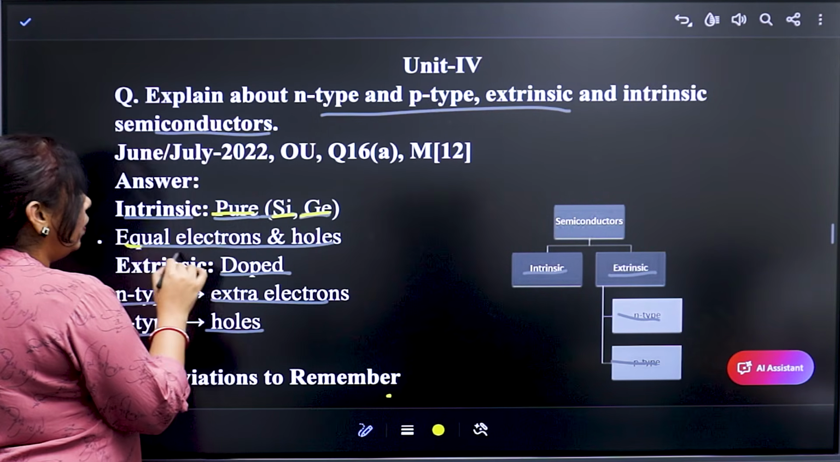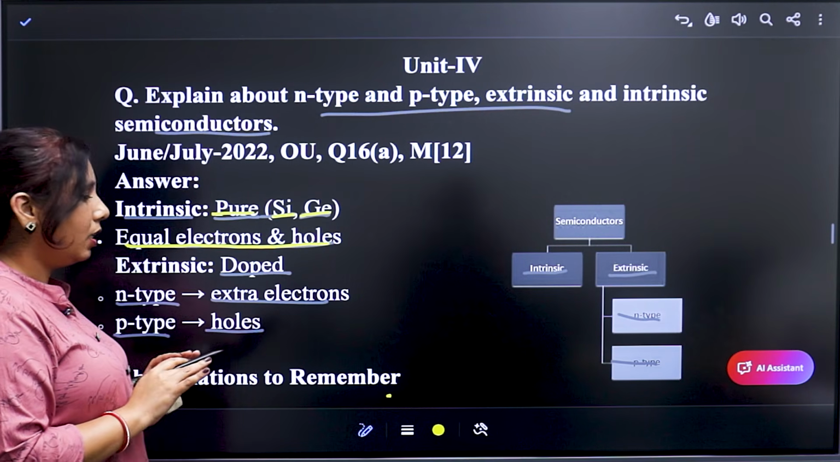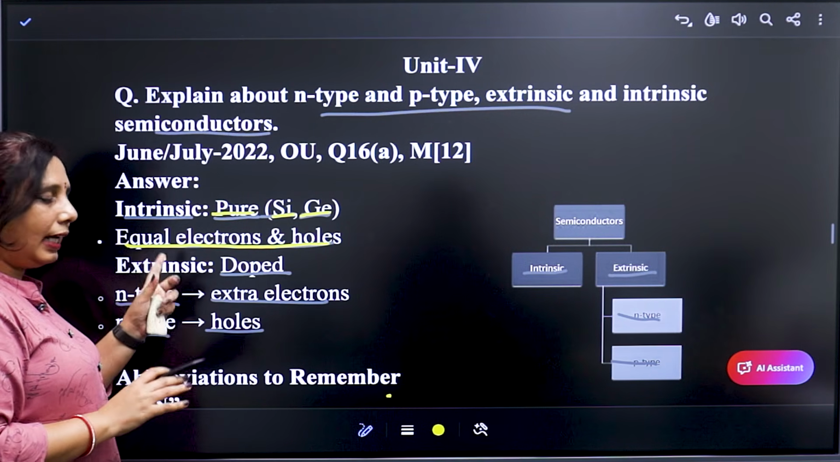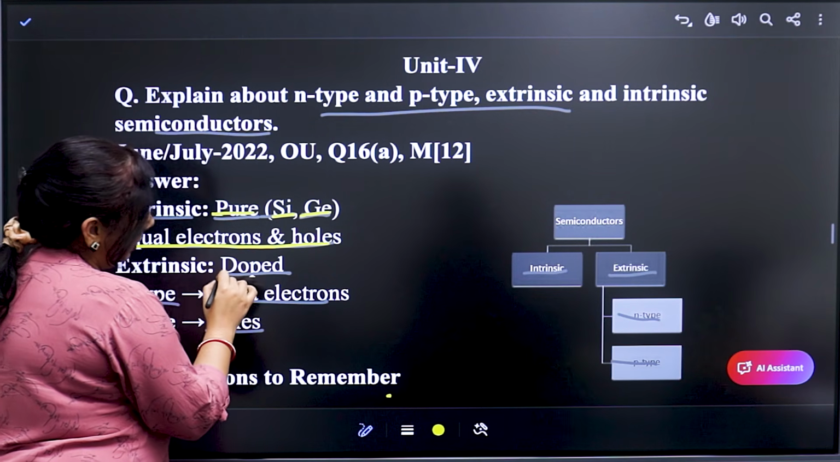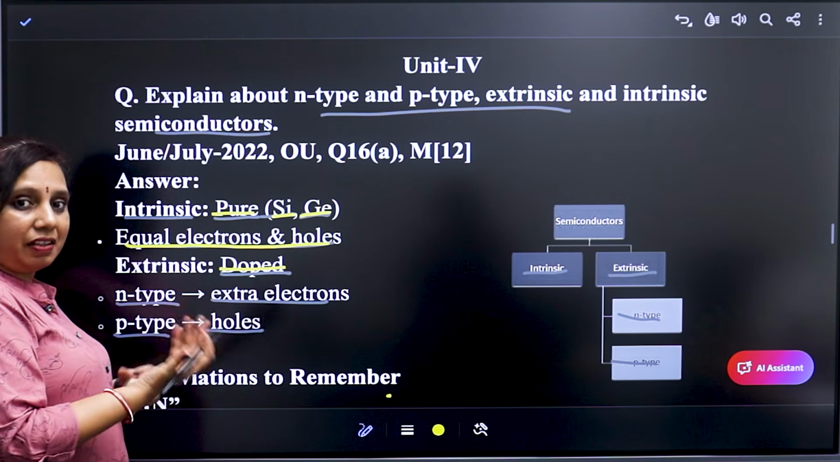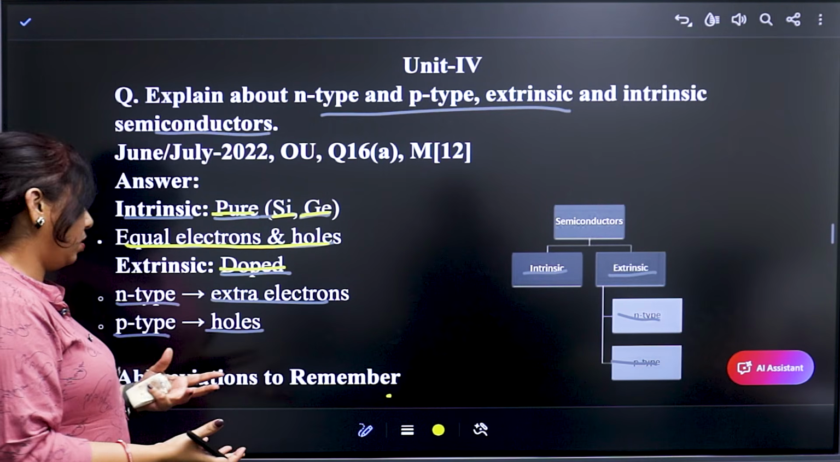Then they have equal electrons and holes. Their number of electrons and holes are the same. That is an intrinsic semiconductor. Then extrinsic semiconductors, these are doped. That means they are artificially made by introducing electrons or holes.